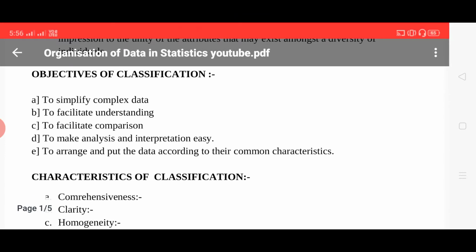Now, what are the objectives of classification? Naturally, first, to simplify complex data. Raw data is always complex, and we make it simple to facilitate understanding. Naturally, we can understand if they are in the same group. Suppose you want to know who has opted economics in class 11th. We check in a particular class and ask only one student how much syllabus has been done in economics.